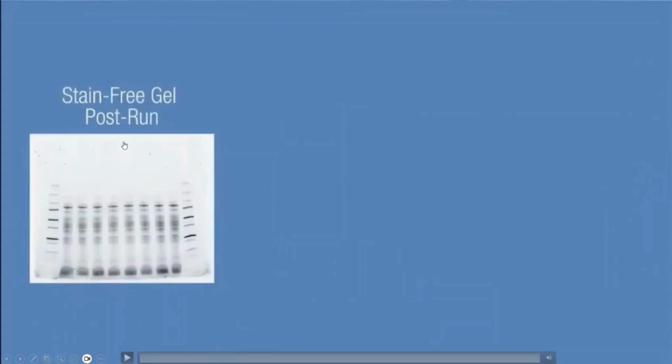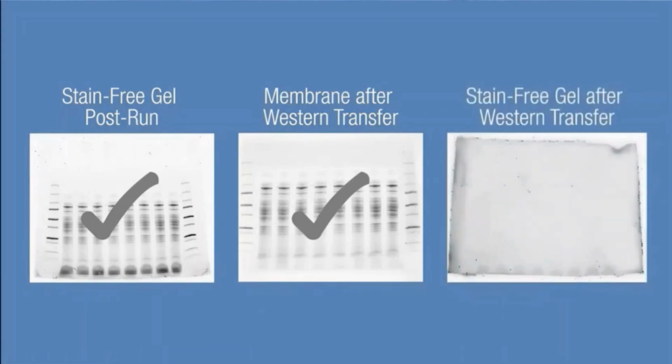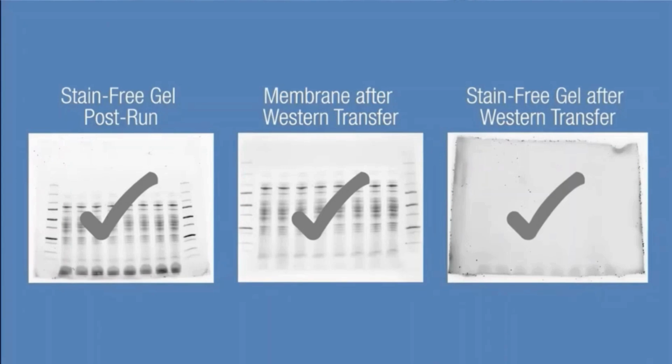So in this technology, after we run our gels, we will take the picture of the gel, and when we transfer to the membrane, we will be able to see the total protein on the membrane. And then when we run the post-transfer gel on the imager, we can be sure whether there is any remaining protein or not. So it can be used as a confirmation step that your blotting was successful.